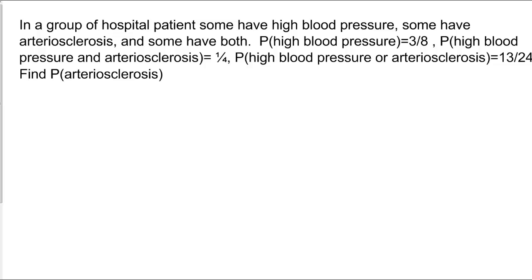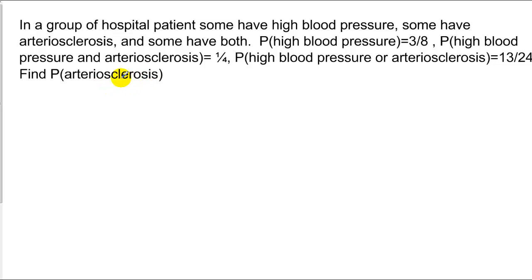So in this next problem, it states that in a hospital group, some have high blood pressure, some have AS, and some have both. Probability of the high blood pressure is 3/8. Probability of high blood pressure and AS is 1/4. And the probability of high blood pressure or AS is 13 over 24. And we want to find the probability of just having AS.